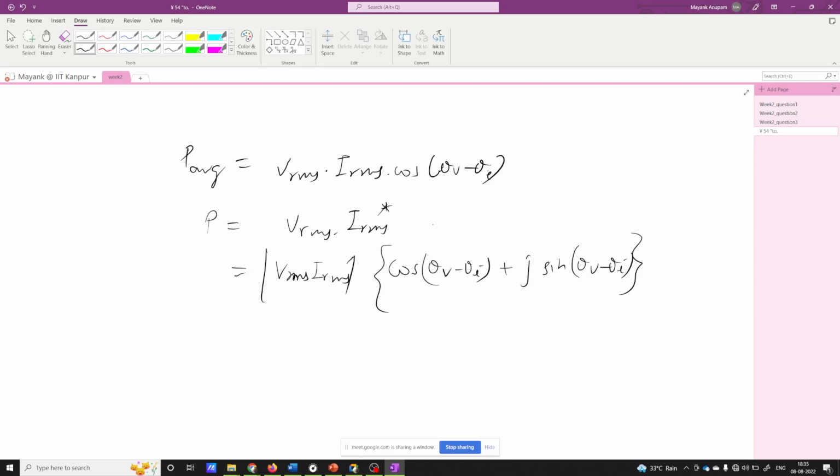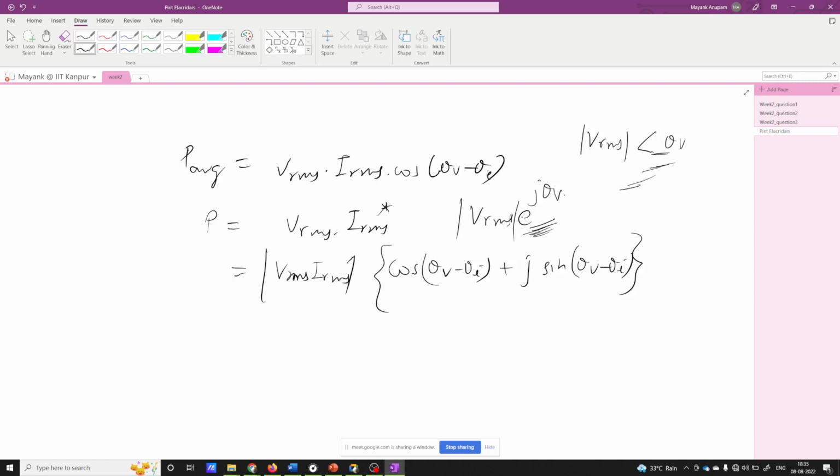Right, true. So if you represent VRMS in its polar coordinates, then what will you get? This is the polar form, isn't it? E to the power j theta V. Okay, so VRMS magnitude, angle of theta V, isn't it? This is also polar form only. This is shorthand of that. It's just shorthand.